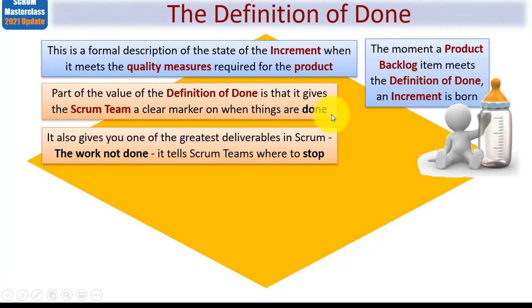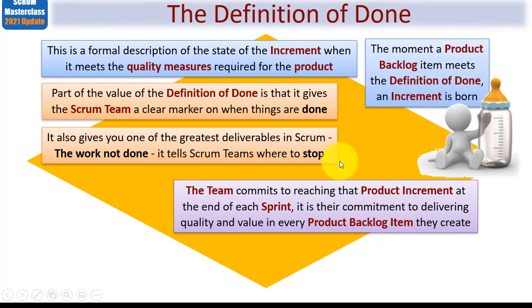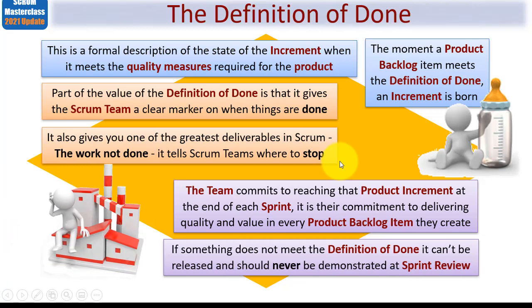And this definition of done creates transparency by providing everyone with a shared understanding of what work was completed as part of the increment. And therefore, if a product backlog item, a feature if you will, or a user story, does not meet the definition of done, it cannot be released or even presented at the sprint review. Instead, it returns to the product backlog for possible future consideration. So the team commits to reaching that product increment at the end of each sprint, and it is their commitment to delivering quality and value in every product backlog item they create. So if something does not meet the definition of done, it cannot be released and should never be demonstrated at the sprint review. Hope that's clear.